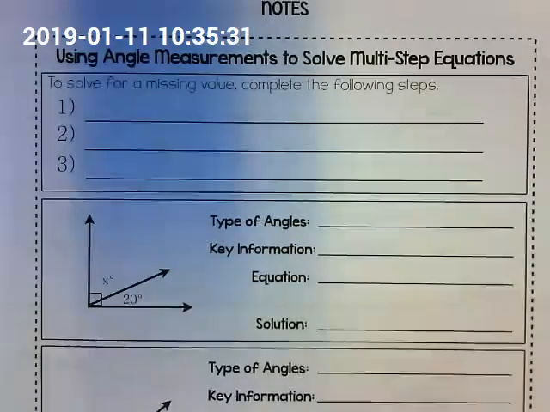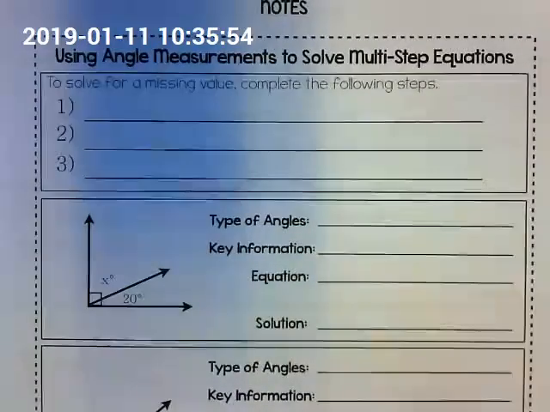All right, so using angle measurements to solve multi-step equations. I need everybody's attention. So we're now using our angle relationships to solve for a missing angle and using our equations. If you did not turn in your pop quiz, make sure you do that before we begin the notes.